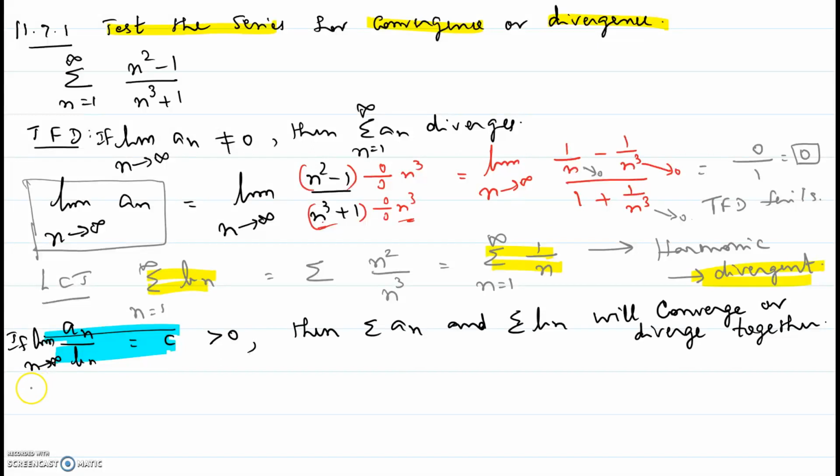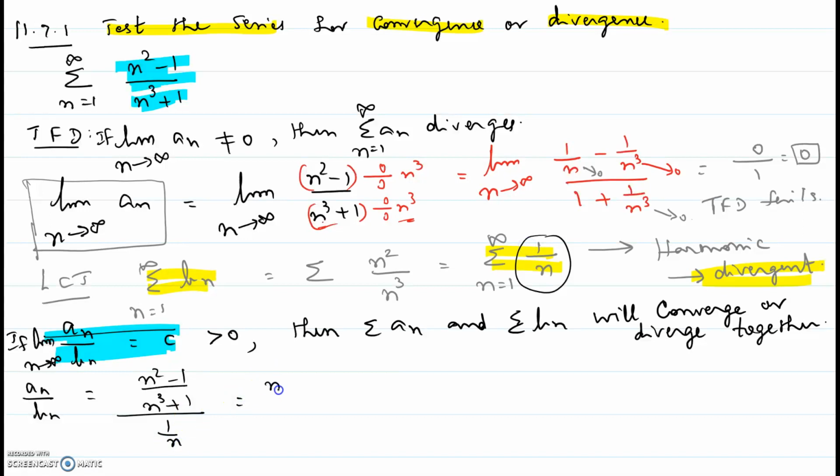Let's find out what the ratio a n over b n is. A n is the nth term of the given series, which is (n square minus 1) over (n cube plus 1). And b n is the one that we have chosen, which is 1 over n. That is (n square minus 1) over (n cube plus 1) times n over 1, if you flip and multiply, which will be (n cube minus n) over (n cube plus 1).